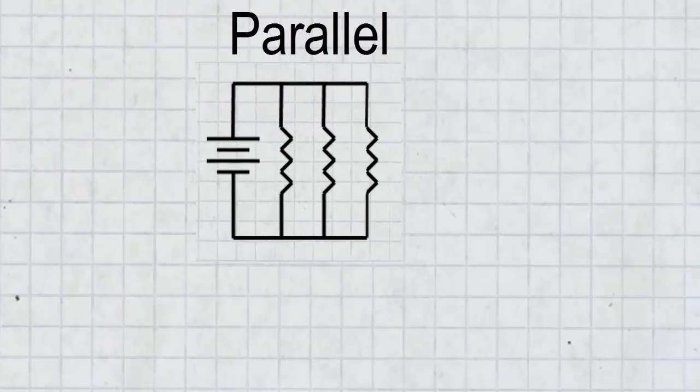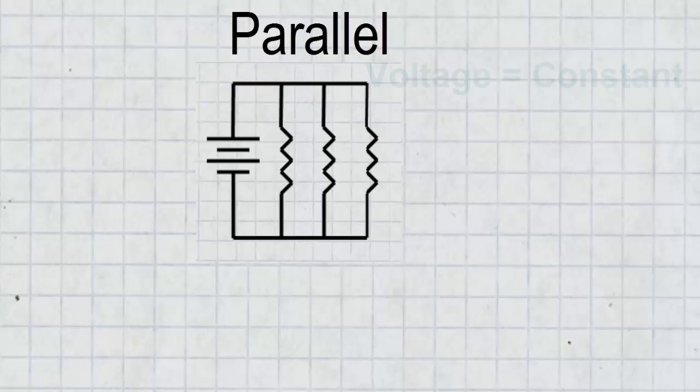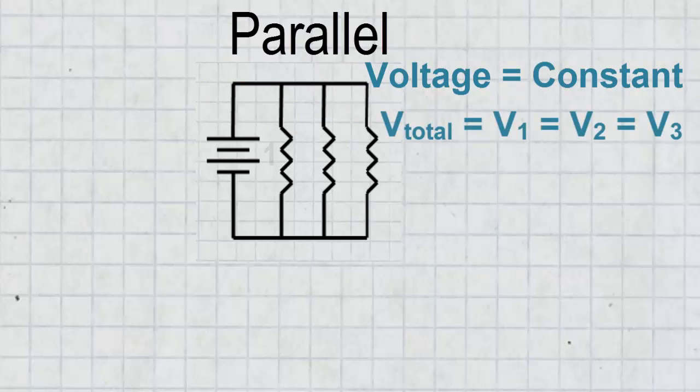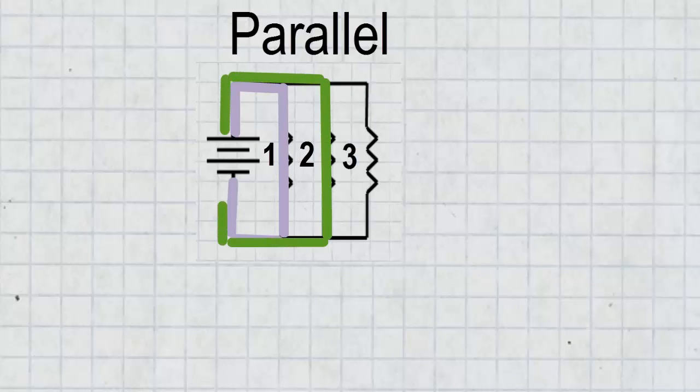In a parallel circuit, there is a direct connection between each resistor and the voltage source. Because of this, the voltage is constant across each resistor in parallel. There are several paths through a parallel circuit that the current has the option to take. Some current will flow through each available path. The majority of current will take the easy way out and flow through the path of least resistance.